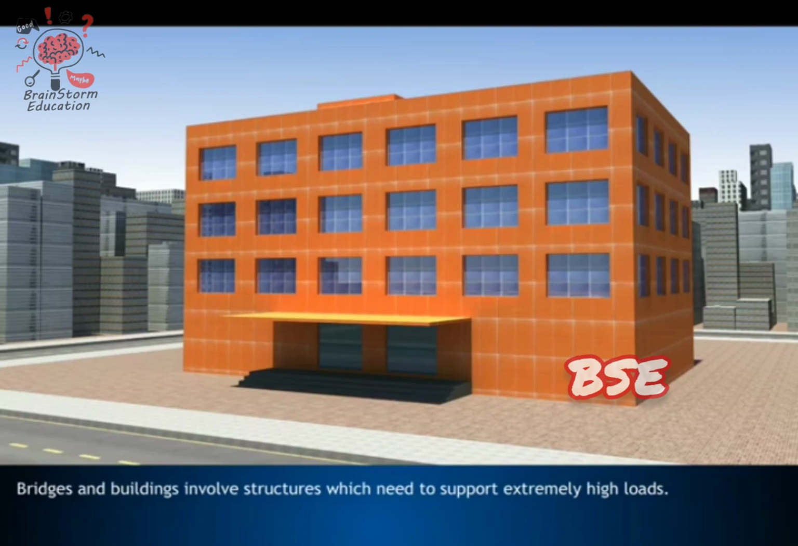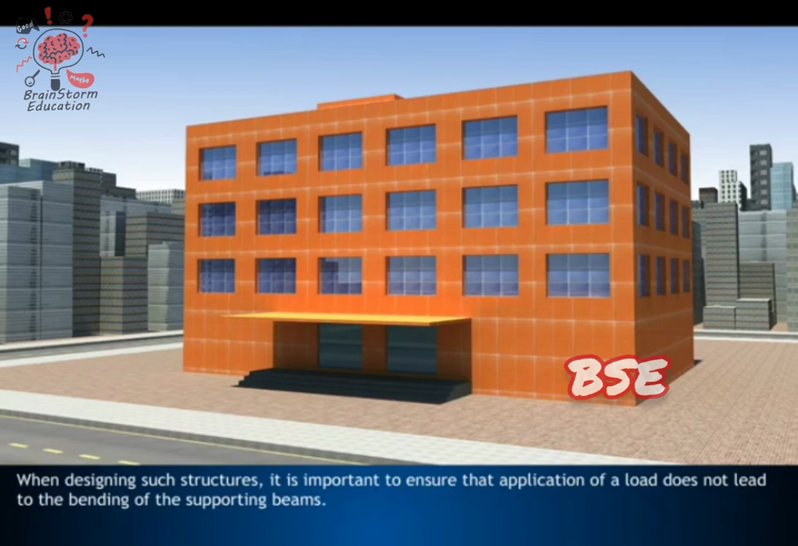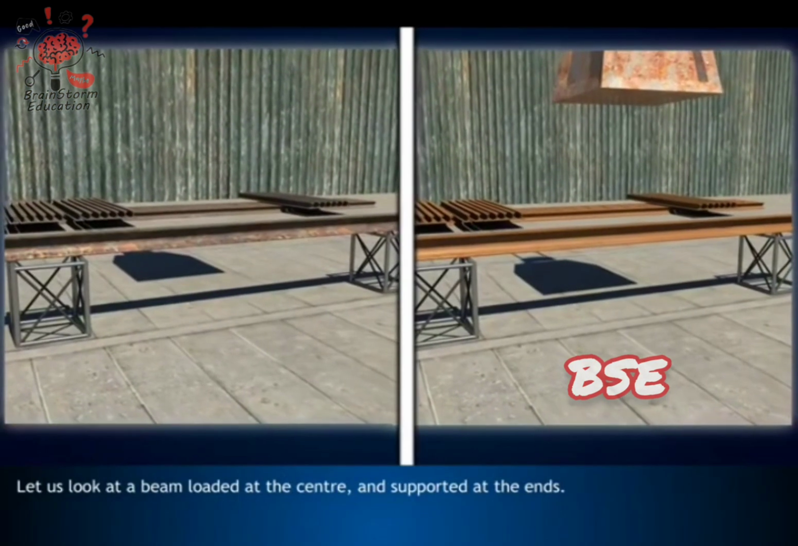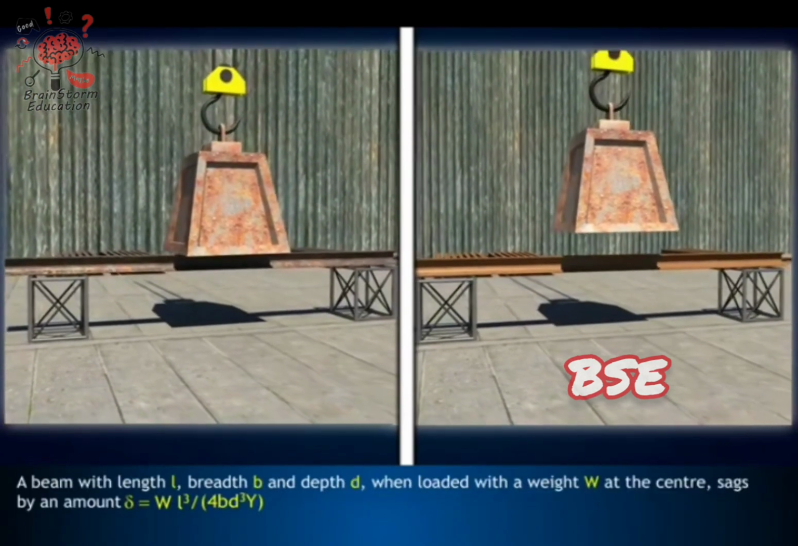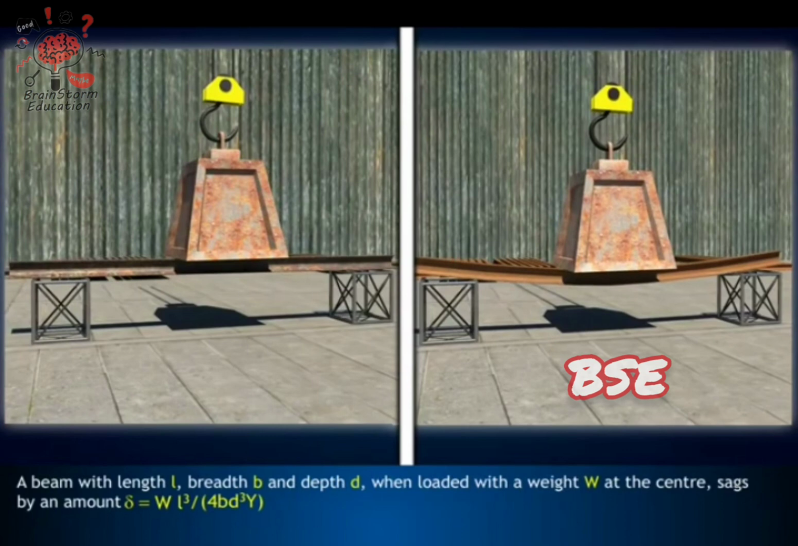Bridges and buildings involve structures which need to support extremely high loads. When designing such structures, it is important to ensure that application of a load does not lead to the bending of the support beams. Let us look at a beam loaded at the center and supported at the ends. A beam with length L, breadth B, and depth D, when loaded with a weight W at the center, sags by an amount delta equal to WL^3 whole divided by 4BD^3 Y.